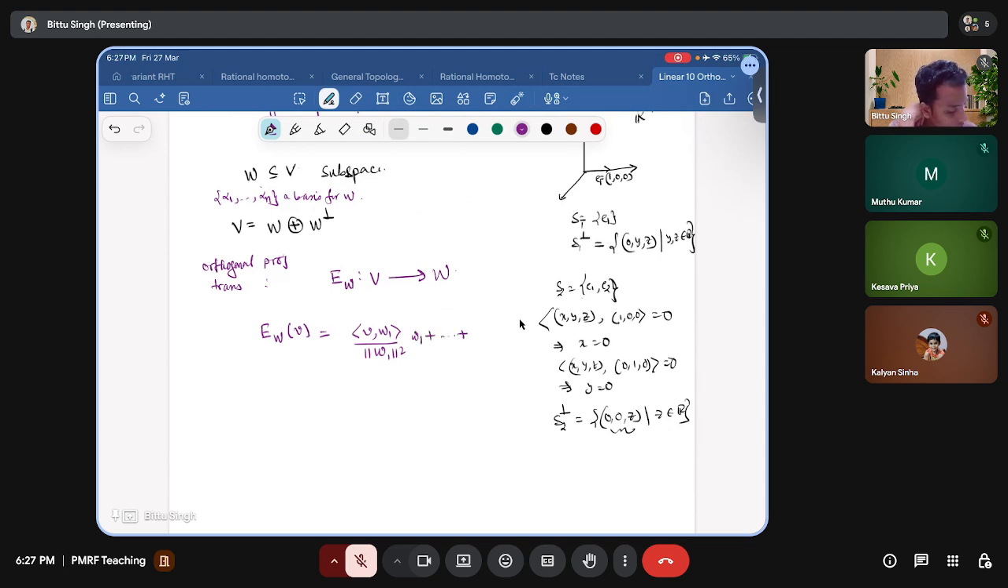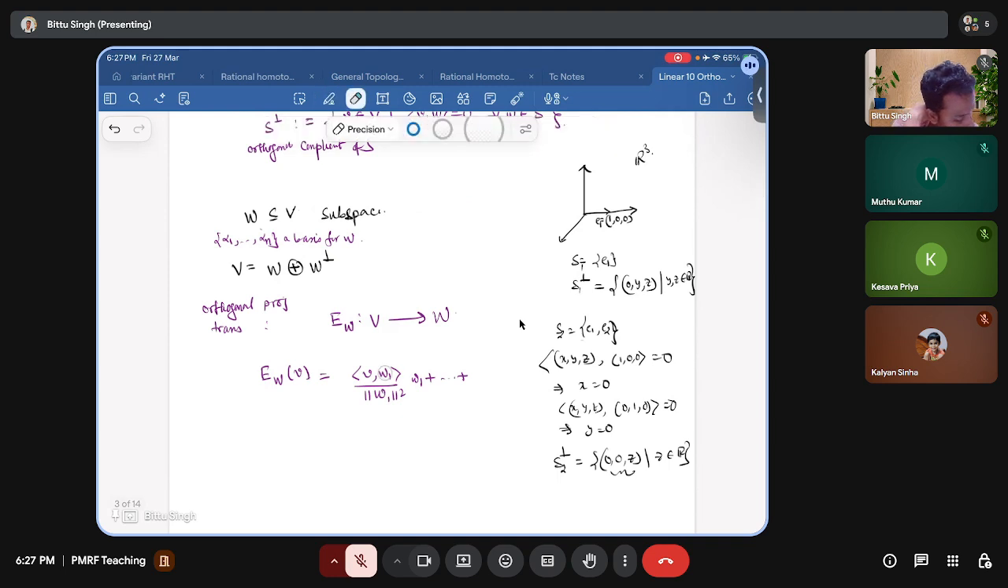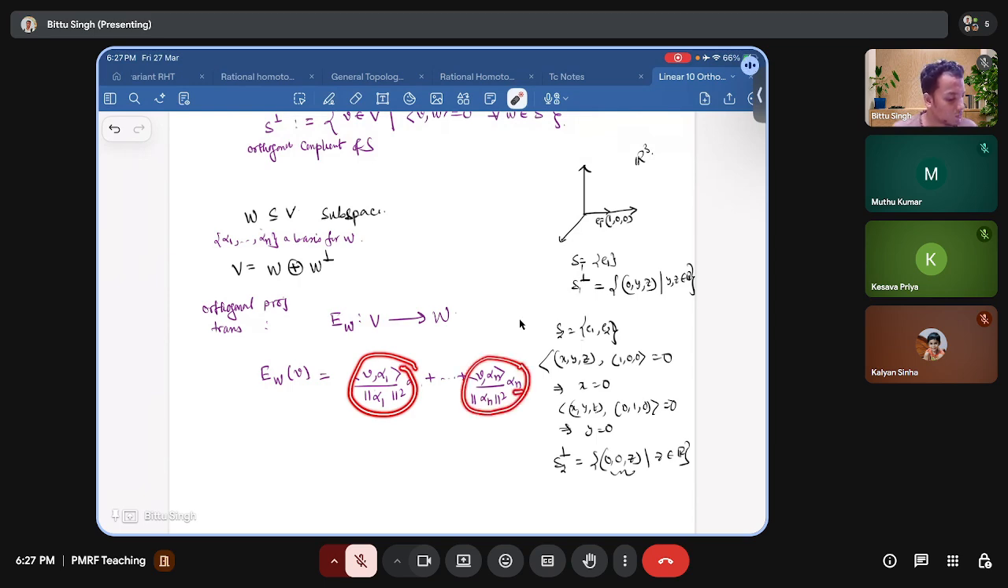Now there are n directions. Sorry, I have taken alpha 1 up to alpha n. So I should write this as the inner product of V and alpha 1, divided by norm alpha 1 squared, times alpha 1, and so on up to the inner product of V and alpha n, divided by norm alpha n squared, times alpha n. So we are taking the projection in the direction of alpha 1 up to the direction of alpha n, and we are summing all those components. That will give me the projection of v.